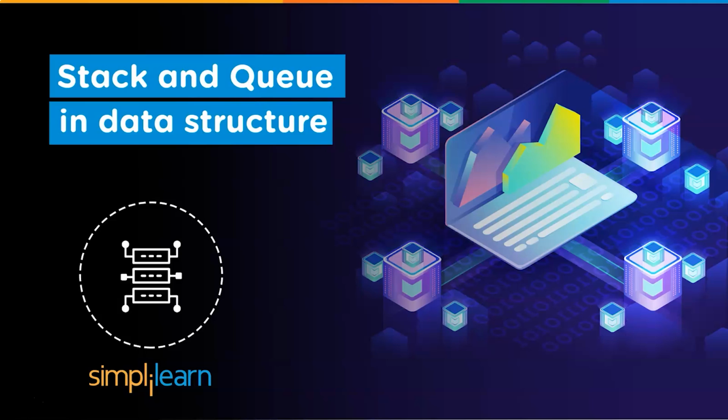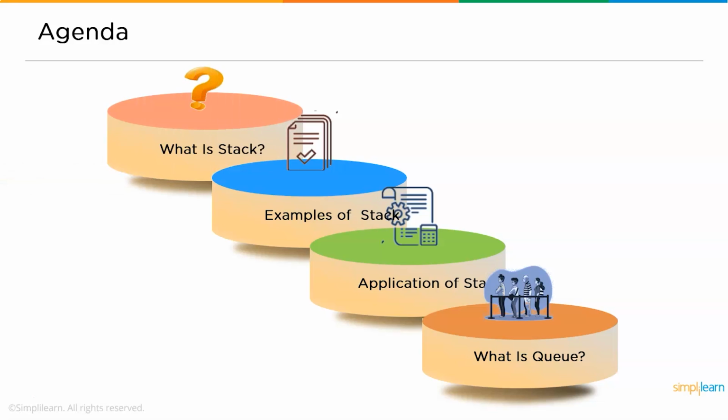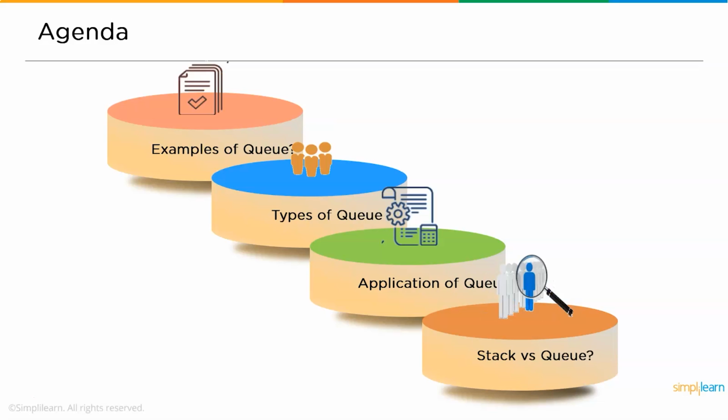Now without further ado, let's get started with the agenda for today's discussion. At first, we will discuss what exactly is a stack. Followed by that, we will go through some of the examples on stack. Then, we will learn the application of stacks. Followed by that, we will enter into what is queue. Then, we will understand some of the basic examples of queue. Then, we will understand the types of queue and we will go through the applications of queue. And finally, we will wrap up this session by understanding the fundamental differences between stacks and queues. I hope I made myself clear with the agenda.